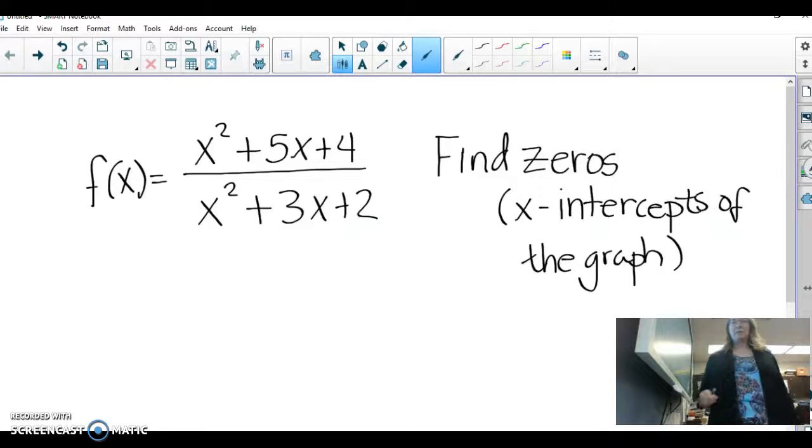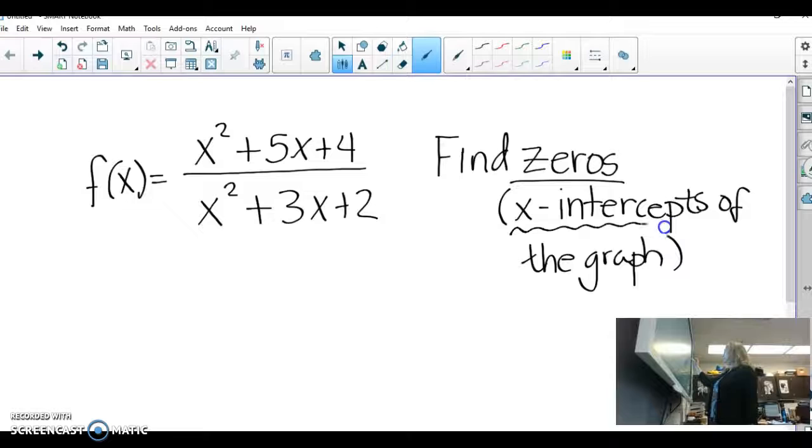Hi class. What we're going to be looking at in this video is how to find the zeros of a rational function. So hopefully you already know what a rational function is. I'm just going to show you the part of finding zeros, which graphically will be, because we're eventually going to be graphing these rational functions, that will be the x-intercepts of the graph.